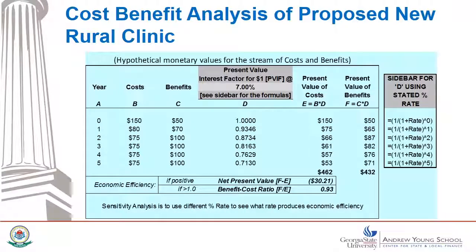Sensitivity analysis means to use different percent rates to see what rate produces economic efficiency. In this example, no rate level will change the project's inefficiency. The only solution that works would be to reduce the first year's costs. We might just disregard this formal cost-benefit analysis and decide to go forward with the project anyhow. There could be a number of reasons to start the new project. It could be politics, the availability of donor money, or to advance the mission of our organization.